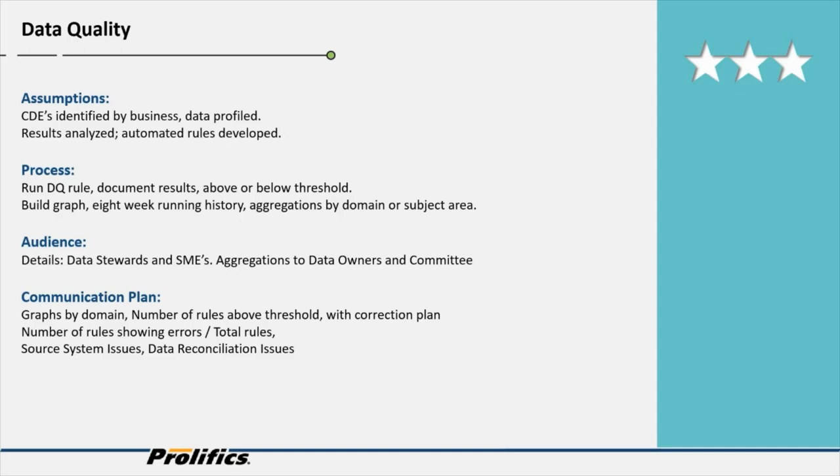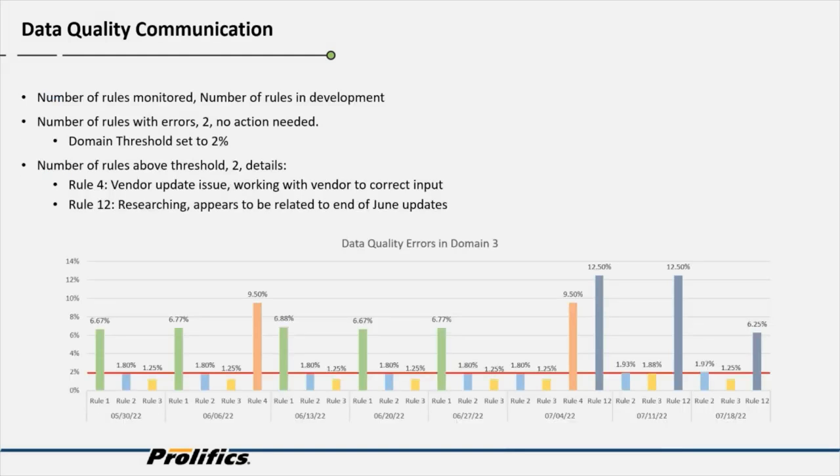Let's talk about communicating with data quality. Let's assume you have the program I talked about earlier. You identify, you profile, you review with the business. You have these rules in place, they're running, and now you're seeing results. How are you going to communicate that back to the organization? What's a good way to do that? I'm talking in the plan here at the bottom of the slide about putting in graphs by domain. How many rules do you have, etc. Let's go to the next slide, please.